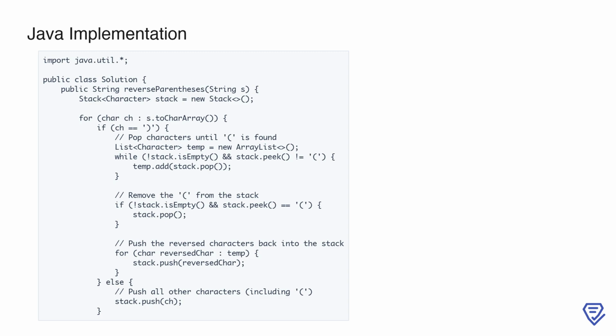If the current character is a closing parenthesis, we pop characters from the stack until we find the corresponding opening parenthesis. These popped characters are stored in a temporary list so we can reverse them later. Once the opening parenthesis is found, it is removed from the stack, and the reversed characters are pushed back onto the stack. If the current character is not a closing parenthesis, we simply push it onto the stack, including any opening parentheses. This way, the stack dynamically processes the input string, handling each pair of parentheses as we encounter them.